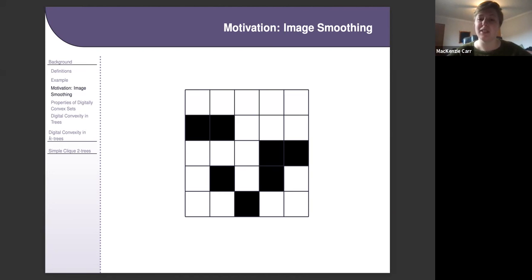But then the problem is if you smooth 2 different images, they might have the same convex hull. So we might get the same smoothed image. So then the question is, how many different smoothed images can we have for a given number of pixels? So for a given image size.